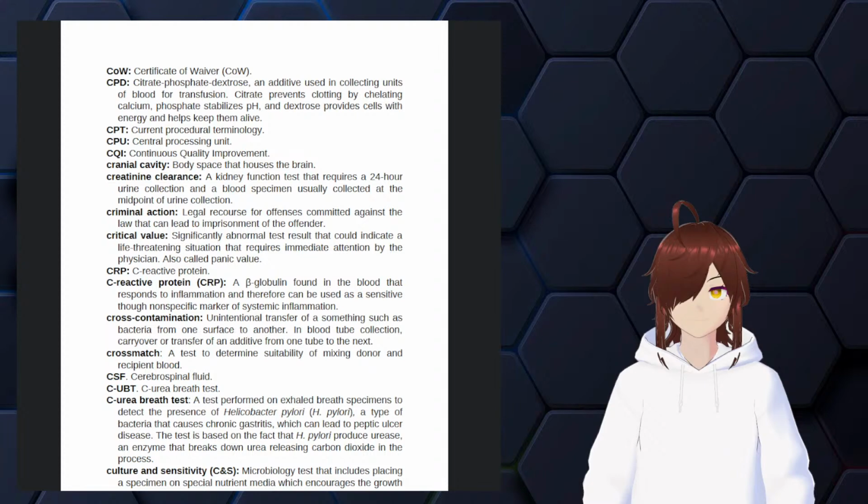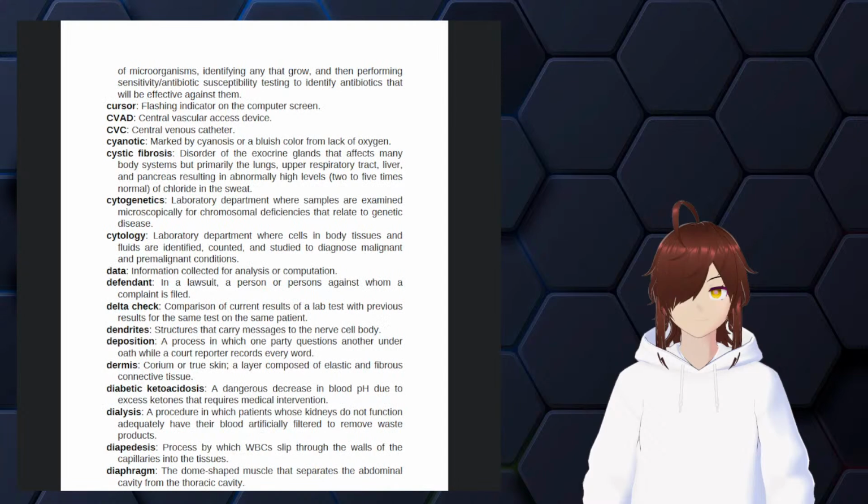Culture and sensitivity, C&S, microbiology test that includes placing a specimen in a special nutrient media which encourages the growth of microorganisms, identifying any that grow, and then performing sensitivity, antibiotic susceptibility testing to identify antibiotics that will be effective against them.